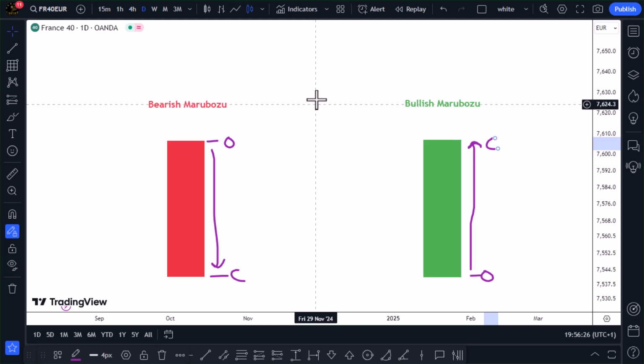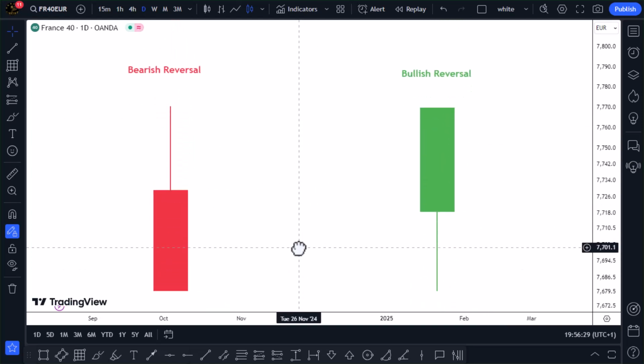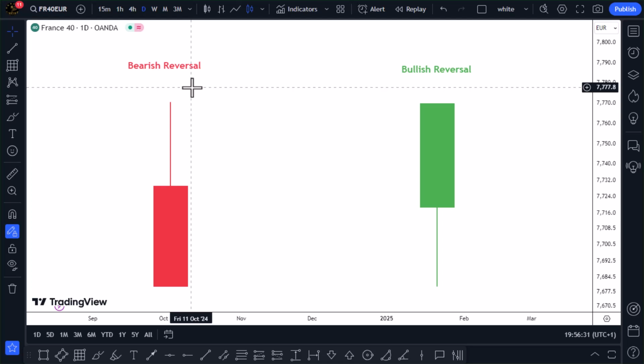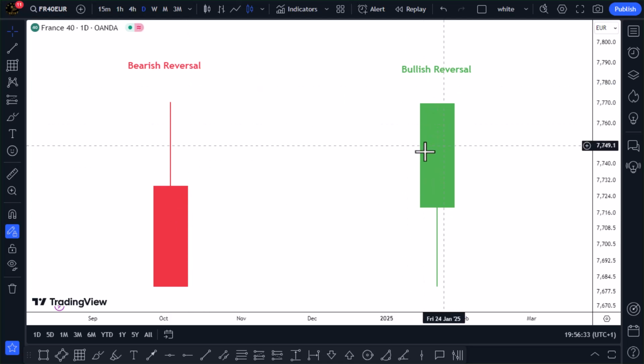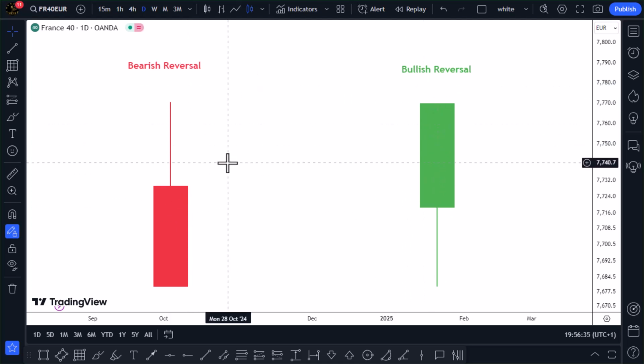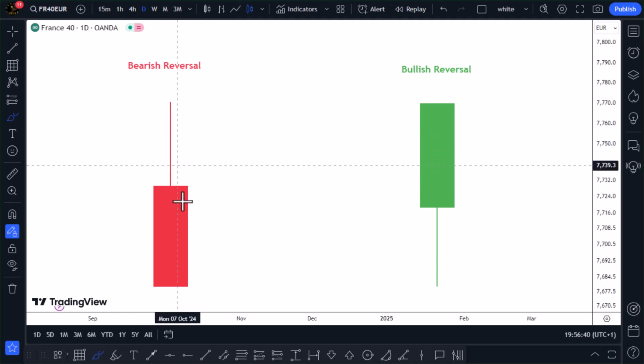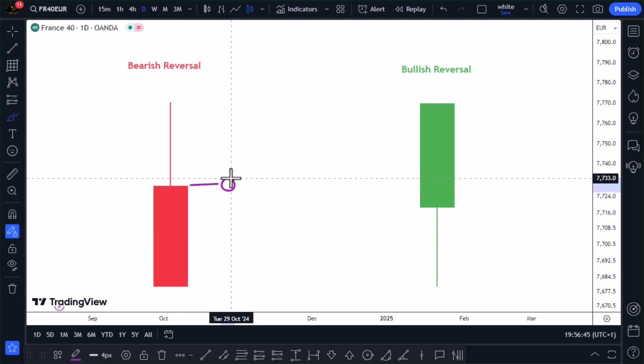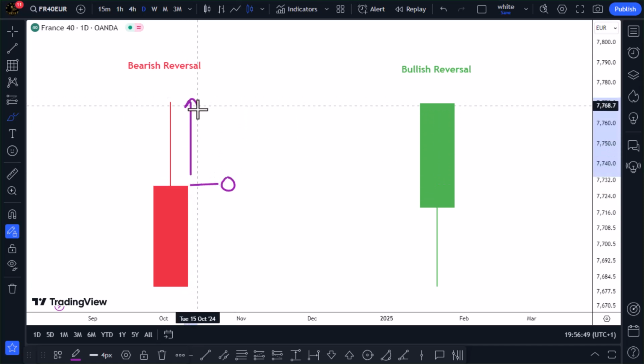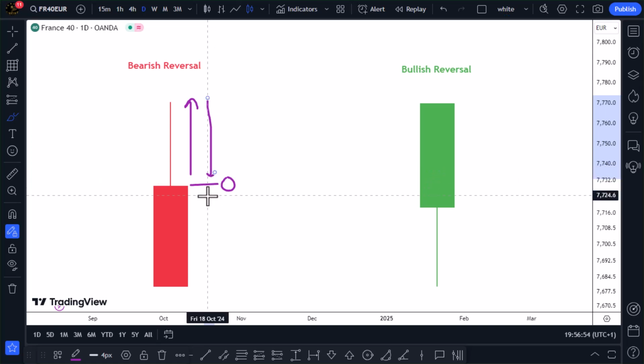Now let's move to the next pattern. So right here we have a bearish reversal and a bullish reversal candlestick. What does this candlestick mean whenever you see them on the price chart? They mean a lot as well. In this case right here, you can see when the price opened at this level right here, the buyers set in and pushed the price up. And then what happened next? The sellers came in and pushed the price downward to the opening price level. And then at the end, they eventually pushed the price down to close lower.